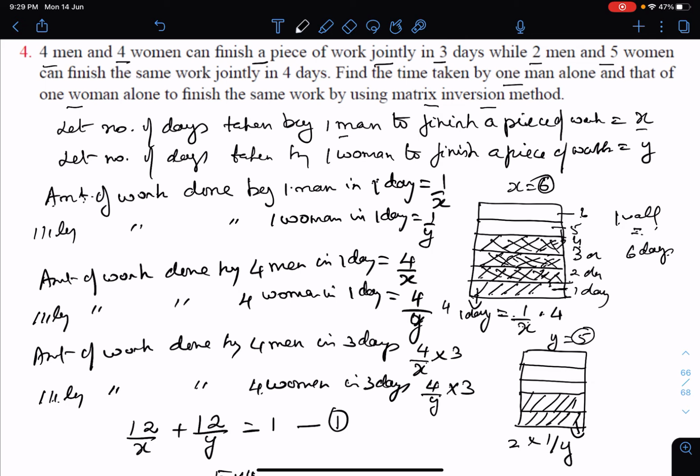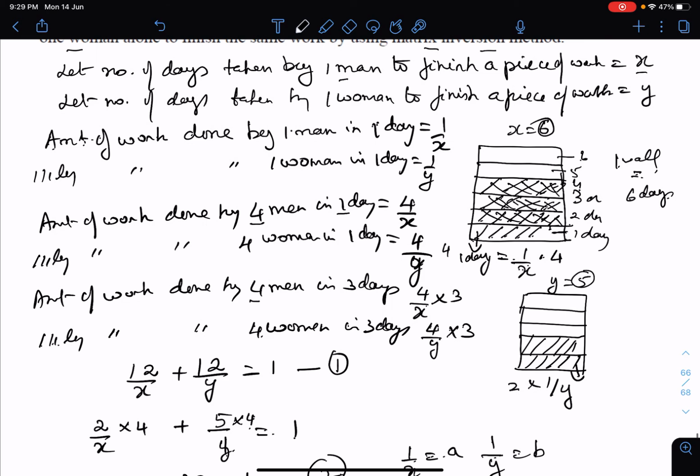So the amount of work done by 4 men in one day, first you do it for one day, is 4 by x. Similarly for women it is going to be 4 by y. But what have they given in the statement? They have finished a piece of work jointly in 3 days. So for one day they are doing 4 by x and 4 by y. For 3 days you have to multiply by 3, each: 4 by x into 3 and 4 by y into 3. Your first equation will be 12 by x plus 12 by y equal to 1.